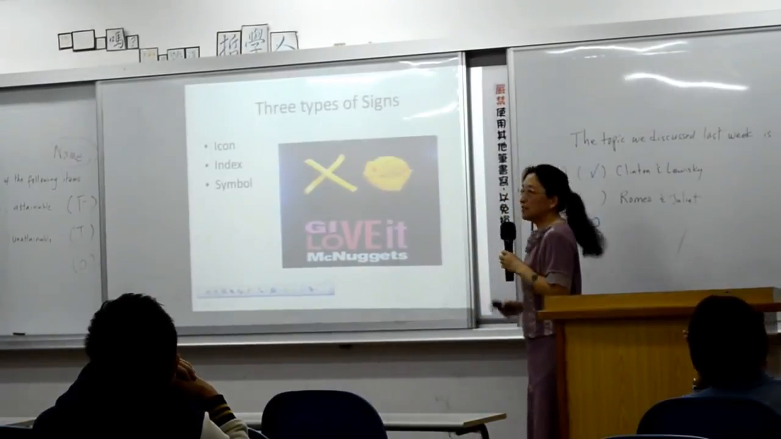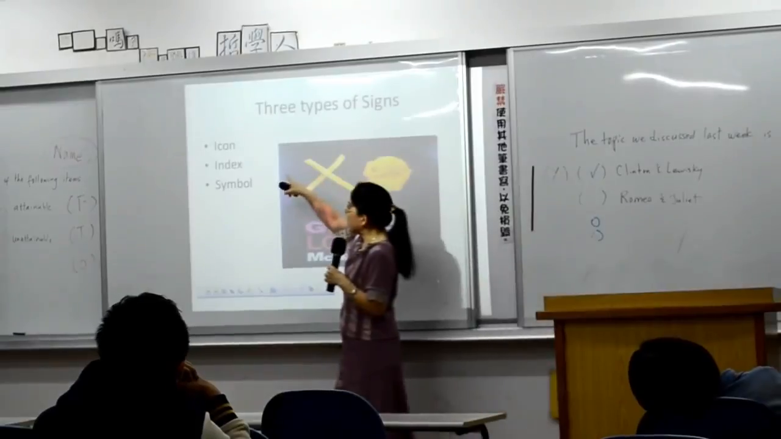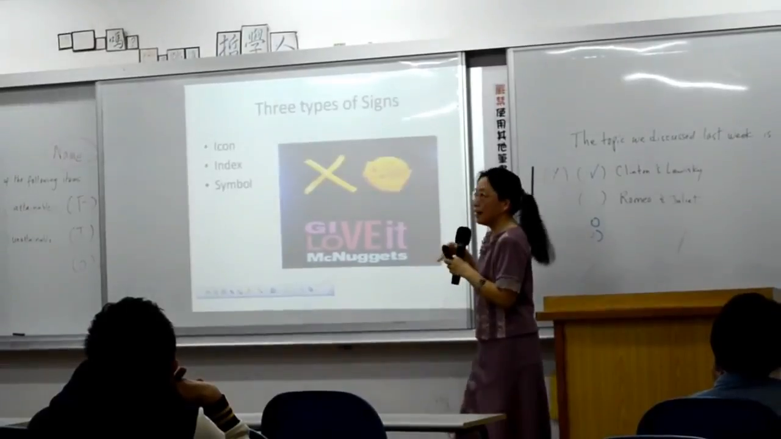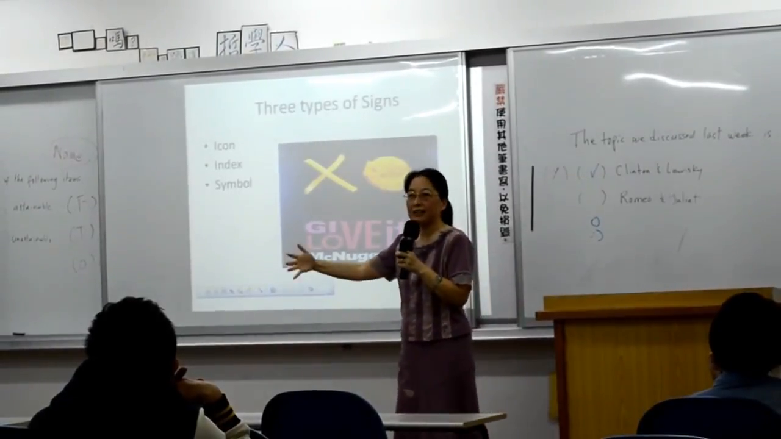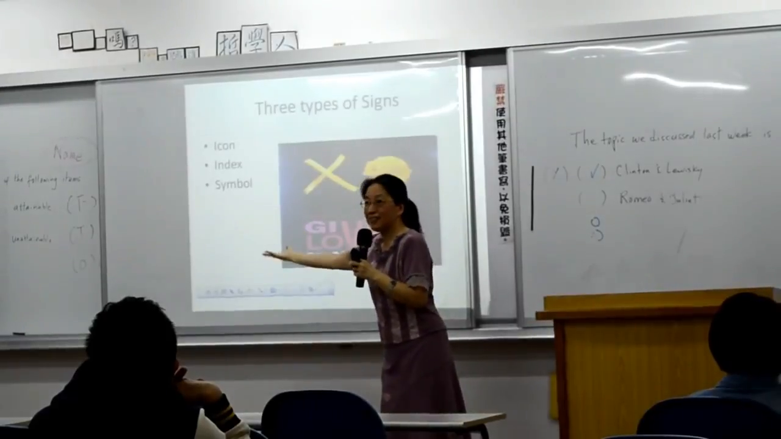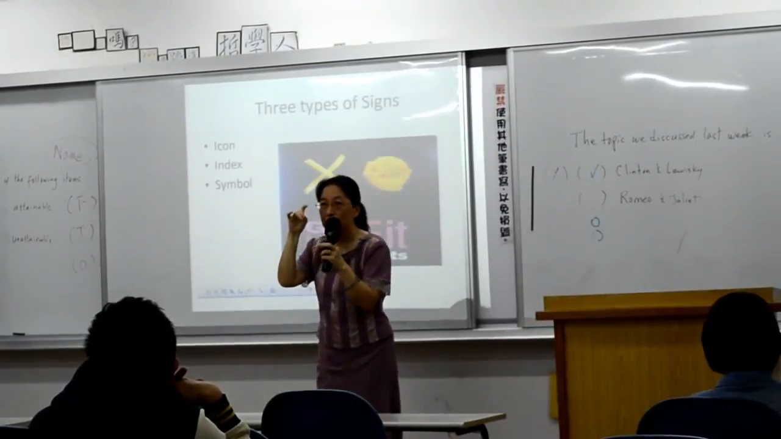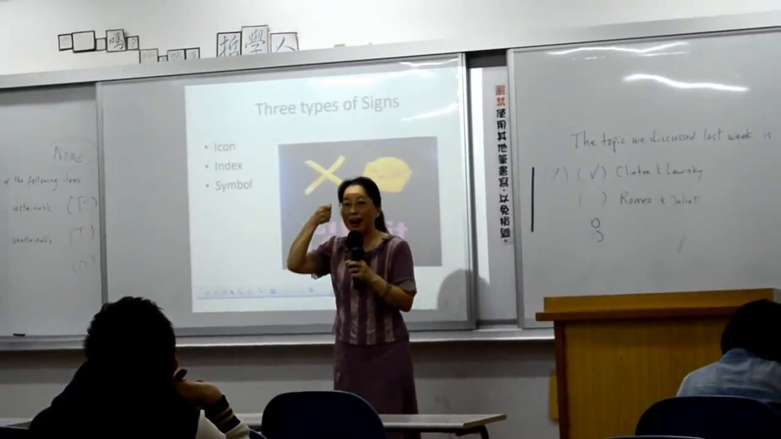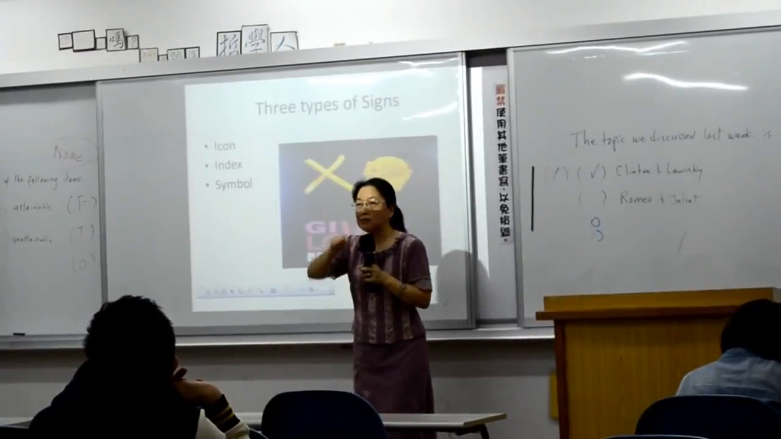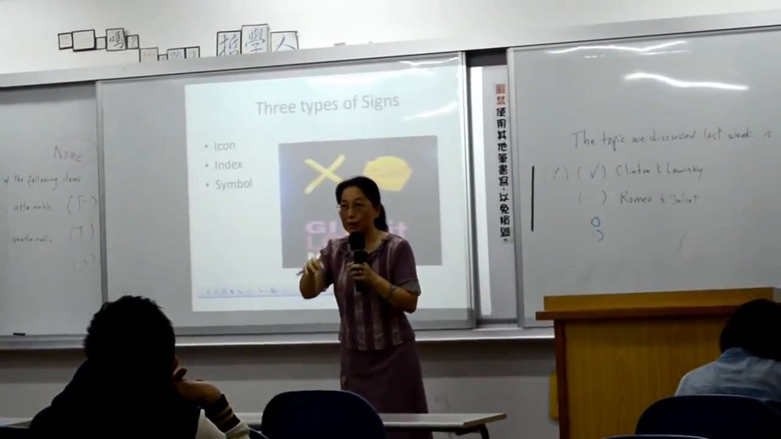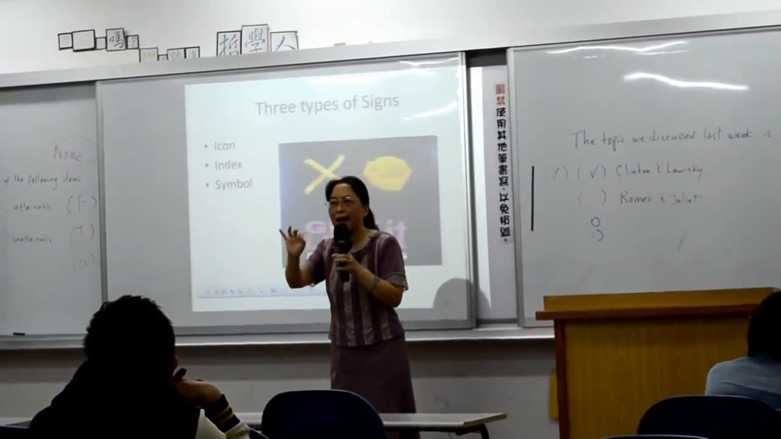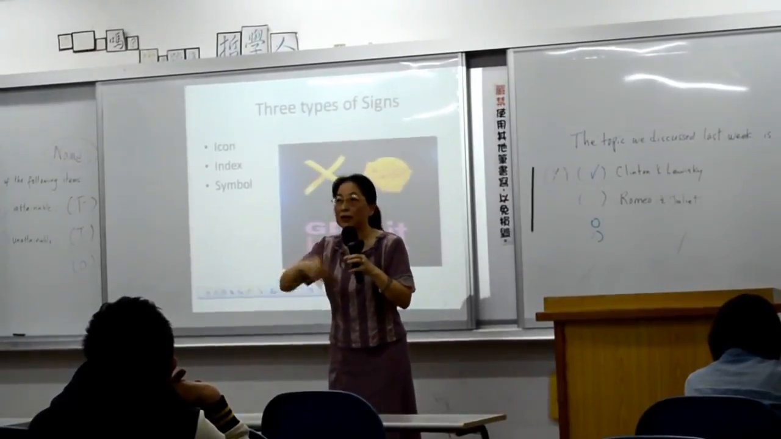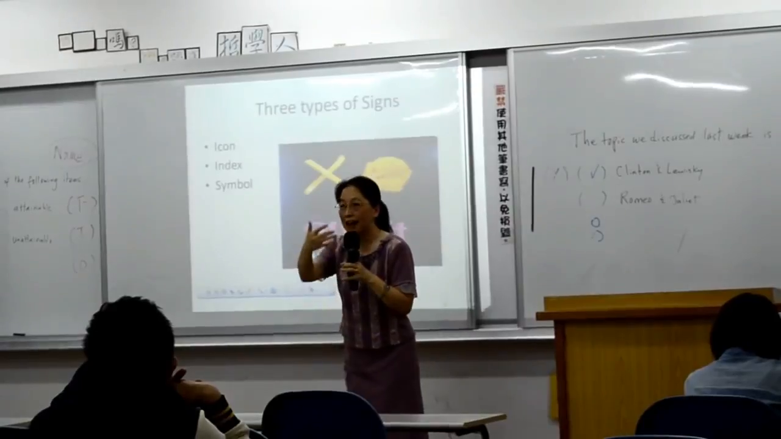There are three types of signs: icon, index, and symbol. An icon is something that looks like it. That's an icon. For example, you take a picture of, say, 卓越. Take a picture of Joe, then that picture is an icon of Joe. Or I can draw a picture of Joe, although a painting may not be exactly 100% similar to Joe's features. However, it resembles Joe. That's an icon.